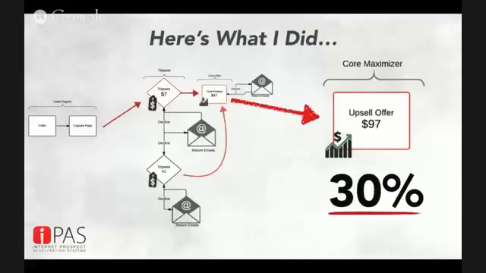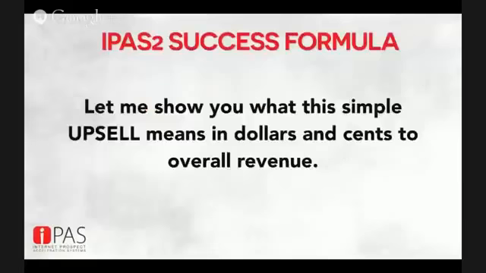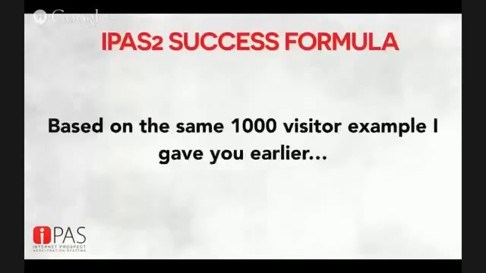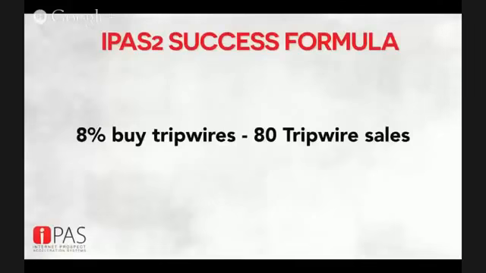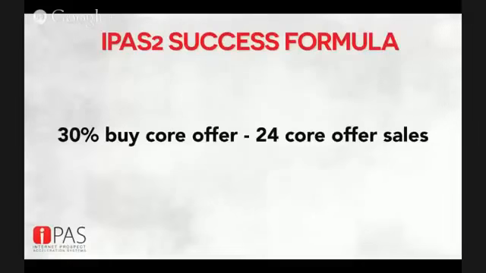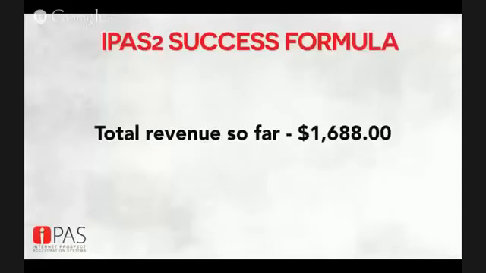It's very simple. They say, hey, do you want it? They click a button. It allows them to purchase it. 30% of them were picking this up. So let me show you what that simple upsell means in dollars and cents in overall revenue here. So based on the same 1,000 visitor example that I gave you earlier, if 1,000 people visit the site, 8% buy the tripwire, so that's 80 tripwire sales. Okay, 30% buy the core offer, which is 24 more core offer sales. Total revenue so far, $1,688.